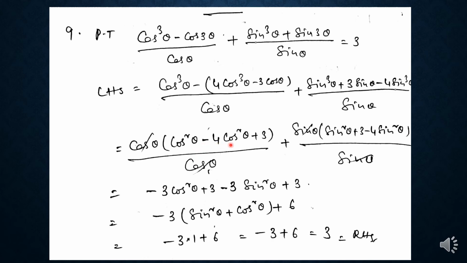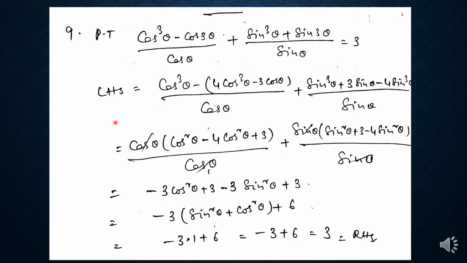Cos square theta minus 4 cos square theta is minus 3 cos square theta plus 3. Here sin square theta minus 4 sin square theta is minus 3 sin square theta plus 3. So here minus 3 cos square theta minus 3 sin square theta. From these two terms, if we take minus 3 as common, minus 3 into sin square theta plus cos square theta, plus 3 plus 3 is 6. That is minus 3 into what is sin square theta plus cos square theta? That is 1. Minus 3 into 1 plus 6 is equal to minus 3 plus 6, that is equal to 3, which is equal to RHS.